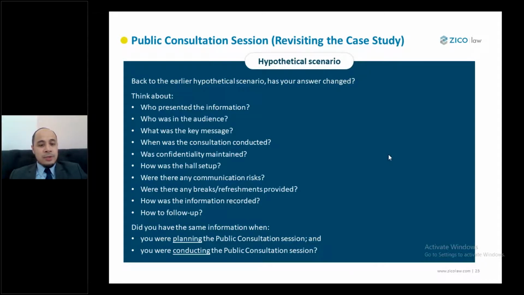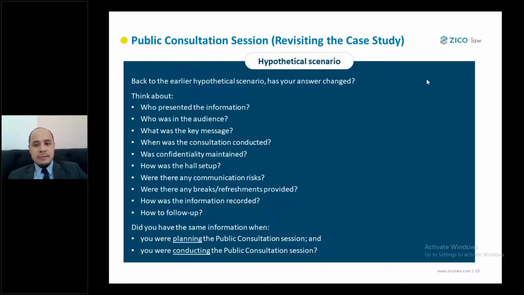So can I ask you, do you have the same information when you were planning the session earlier on, the pre-phase, as opposed to now when you're actually conducting the session? As you can see, the considerations are different. So I know you can't give me the answer, but let's think about some things. Who presented? In our session, it was the minister accompanied by the KSU of the ministry who was to answer the question. Who was in the audience? It was a mix of stakeholders, but the moderator would require each stakeholder to step up to the microphone and ask the question. There was also a Slido poll.